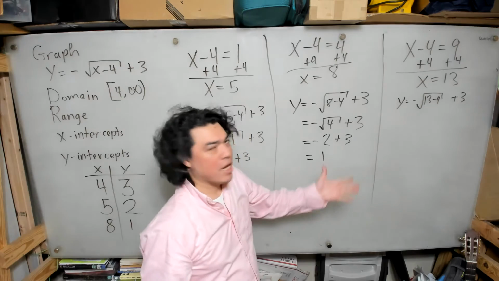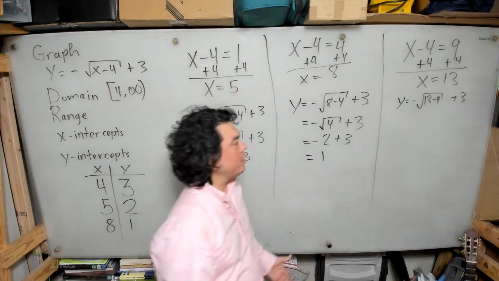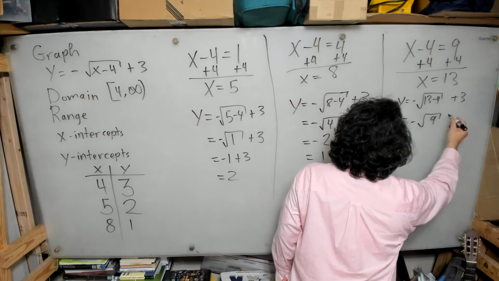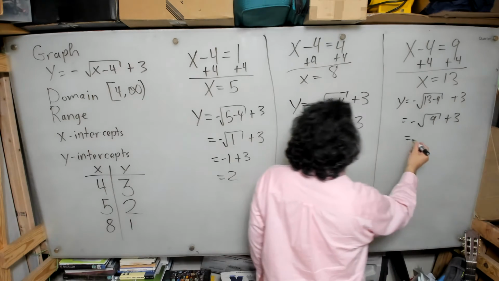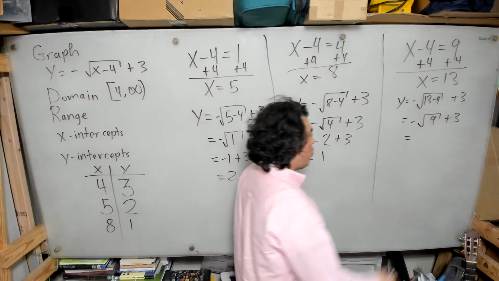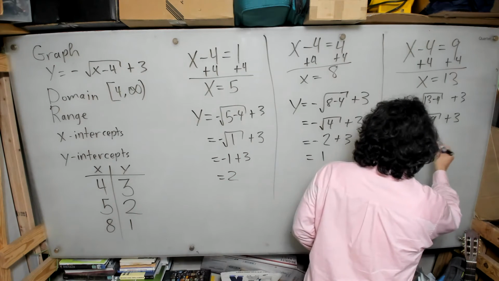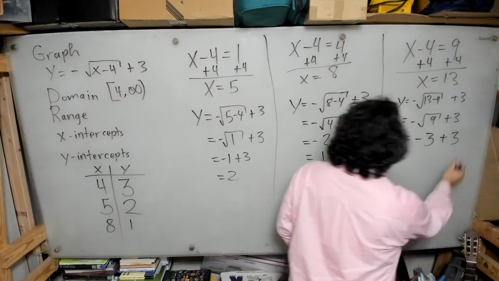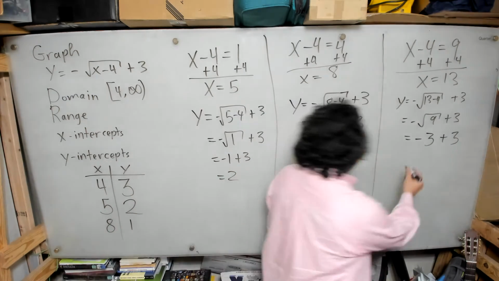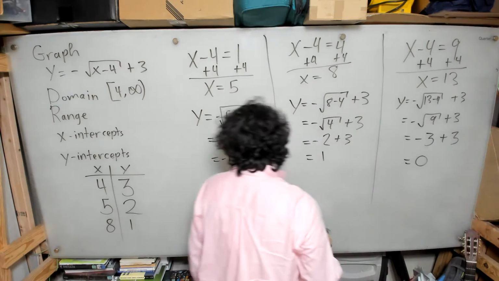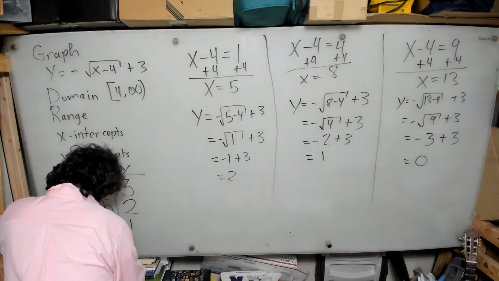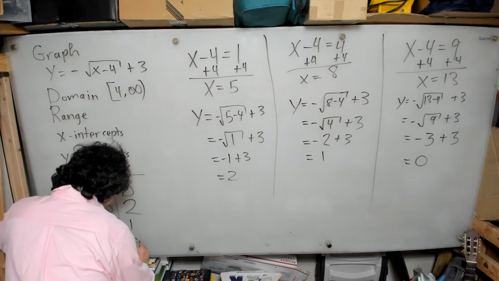And again, by design, 13 minus 4 is 9. So this is equal to negative square root of 9 plus 3. And then, what is the square root of 9? That's 3. Why? Because 3 times 3 is 9. Okay? So I get negative 3 plus 3. And what is that? That's 0. So I now know that for the x value 13, my y value is 0.